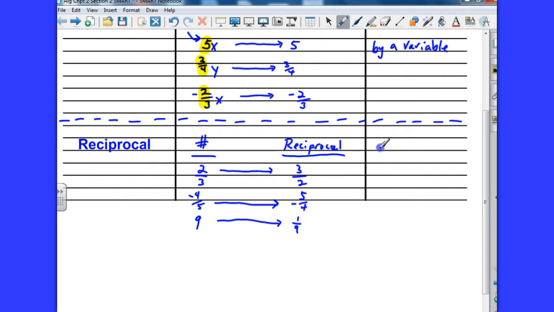Now, you can remember it by flipping the number. That's probably the way you'll remember it, and that's fine. But what you do need to understand is the true math definition. The true math definition of a reciprocal is that the product, meaning multiply, of two numbers equals 1.